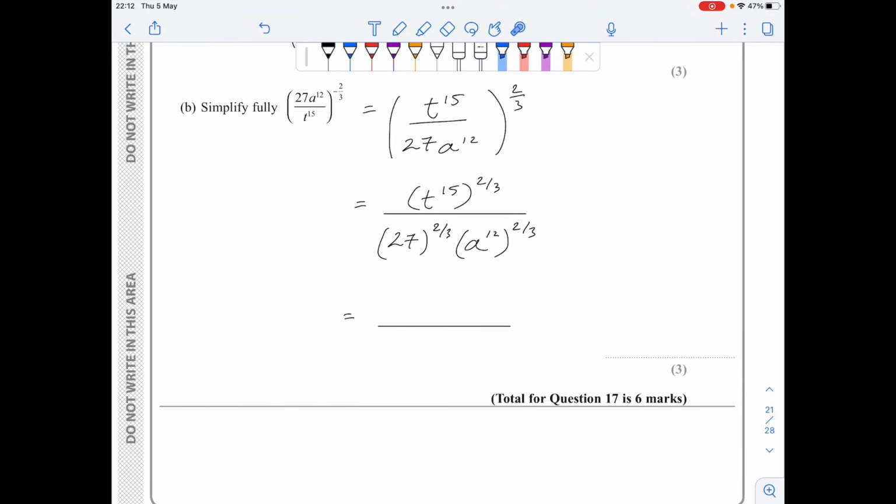t to the power of, and I'll have to multiply these powers, so I get t to the power of 10. Now note for 27 to the power of 2 over 3, this is equal to the cube root of 27 squared. The cube root of 27 is 3, and you square it to get 9. So I've got a 9, and then again for the a's, multiply the powers, you get a to the power of 8, which is my final answer.